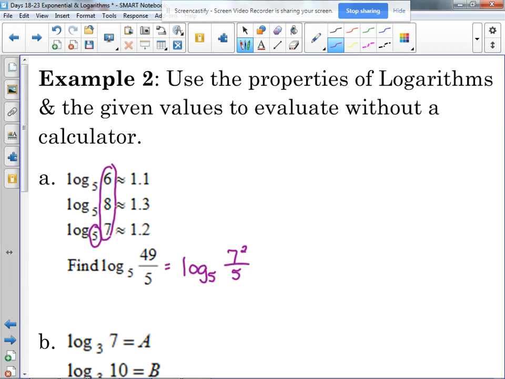49 is 7 squared. So that's good, because now it's in terms of the numbers that we have information about. 5 is my base, so I can use that. This time we're actually going to expand this. Since we're dividing, our property says that that is the difference of 2 logs. And we're going to go backwards with our power property, and move that exponent to become a coefficient.